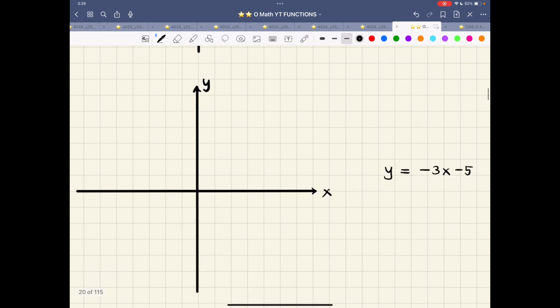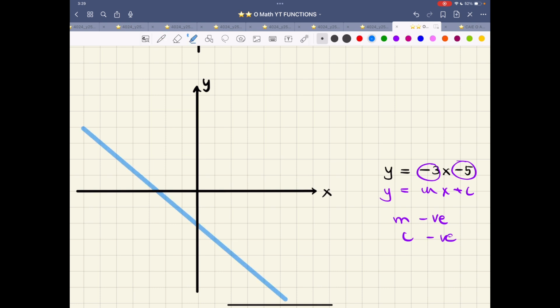And similarly, let me write over here, y is equals to mx plus c. What is m? Negative. What is c? Negative. M is negative, c is negative. Let me choose the blue line from here, and it goes like this.